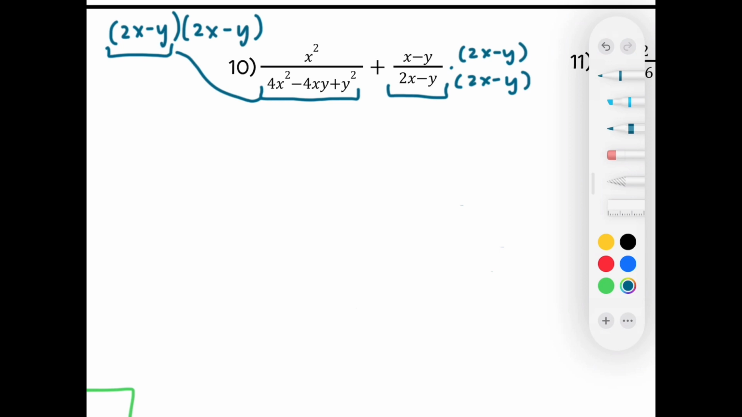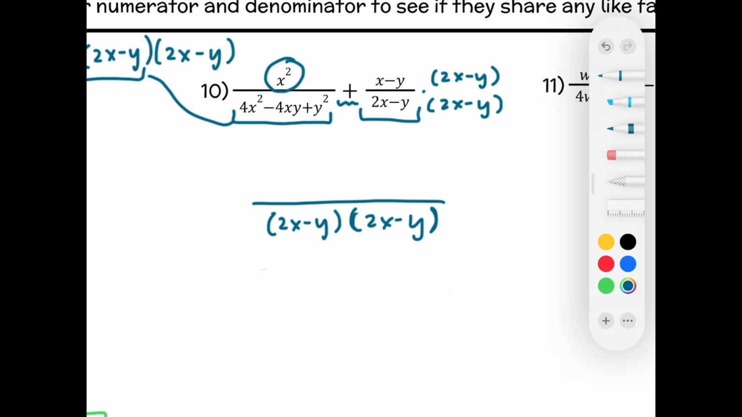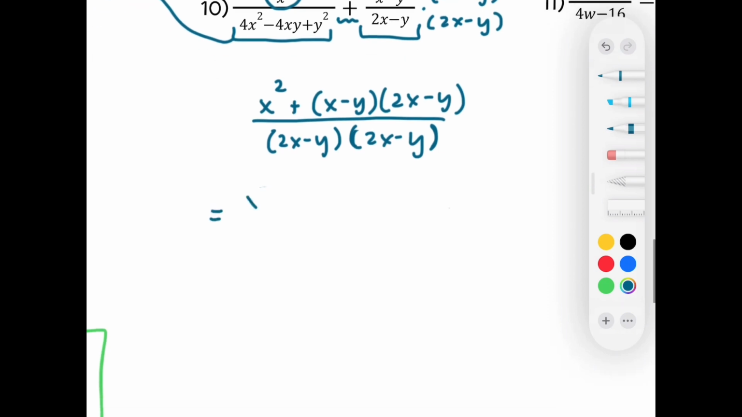And so what I'm going to do is I'm just going to go ahead and write it as one big fraction. And now we have a common denominator, which is going to be this original 2x minus y, 2x minus y. And we're going to put x squared up top because that's from the first fraction. And then I'm going to write the multiplication. So x minus y, 2x minus y. And so in our next step, we're going to FOIL that out.